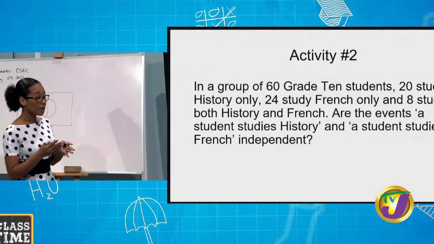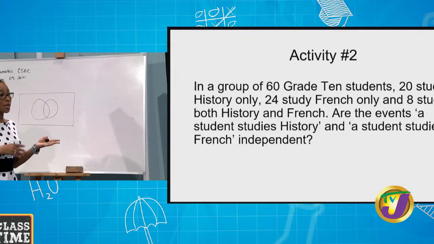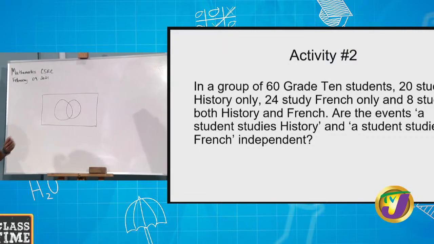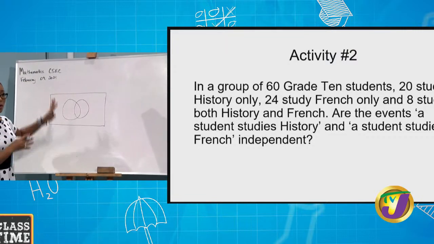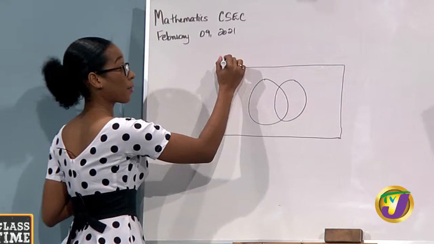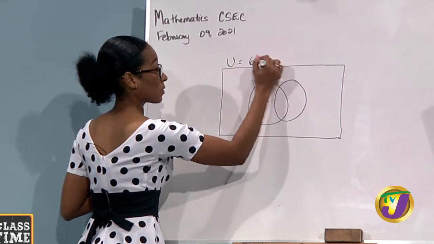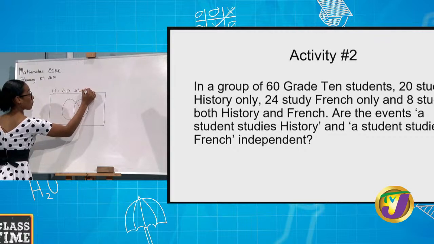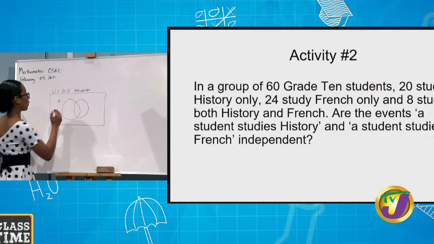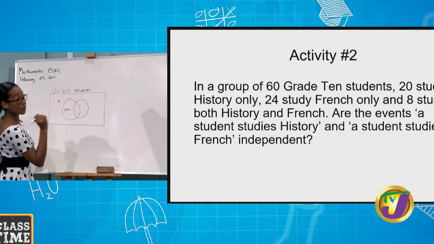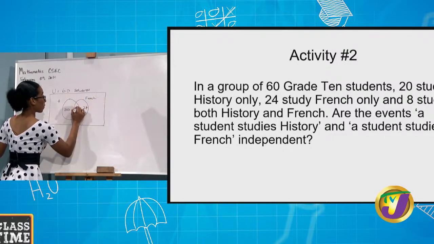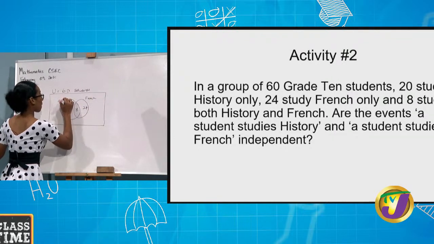So we're looking at 2 events here: a student who studies history and a student who studies French. Are these 2 events independent? Here we're representing this on a Venn diagram, for us to see what is happening. The group is 60 students, that's our universal set, 60 grade 10 students. We have history: 20 study history only. We have 24 for French only. And 8 study both history and French.